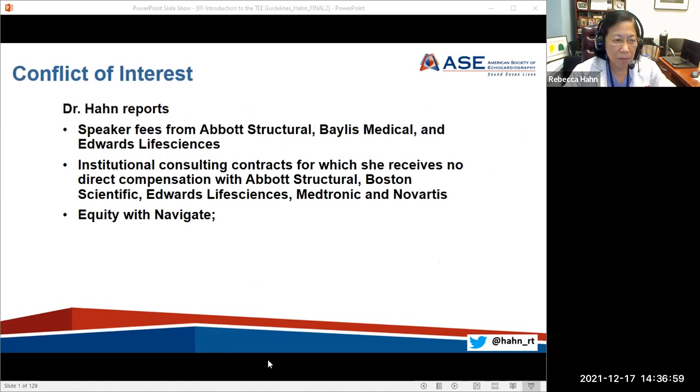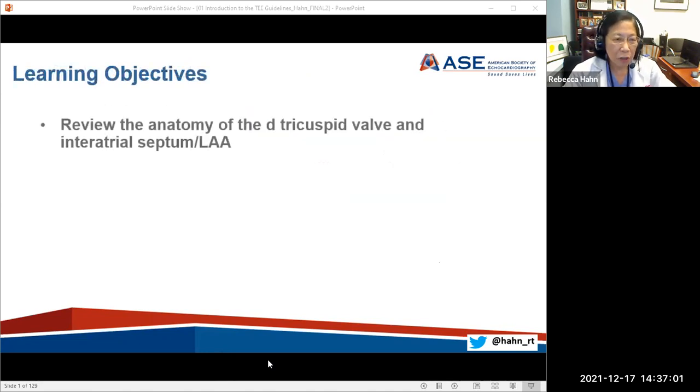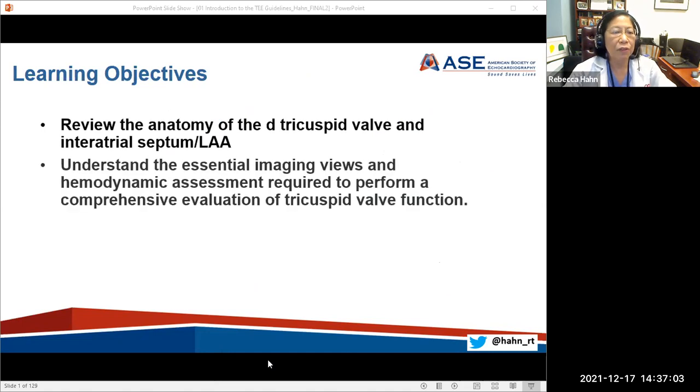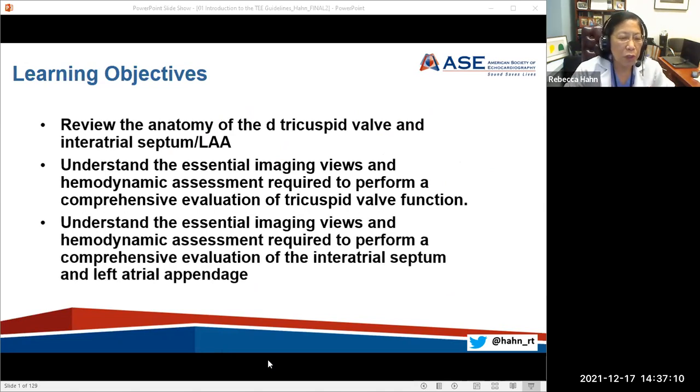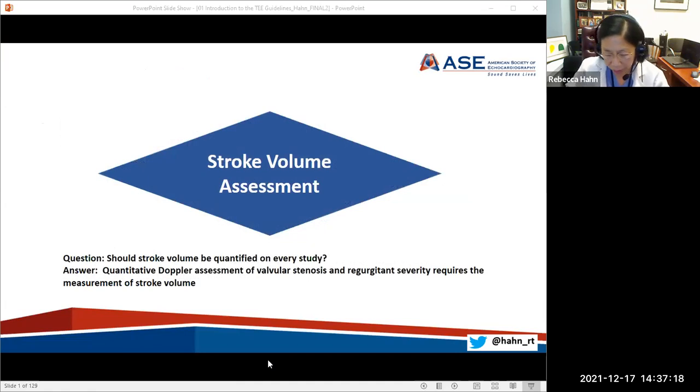These are my disclosures. The learning objectives today are obviously to cover the anatomy of the tricuspid valve, sorry about the typo again, understand the essential imaging views for hemodynamic assessment of the tricuspid valve, but also we'll cover the imaging assessment of other anatomies as well, the interatrial septum and the left atrial appendage.